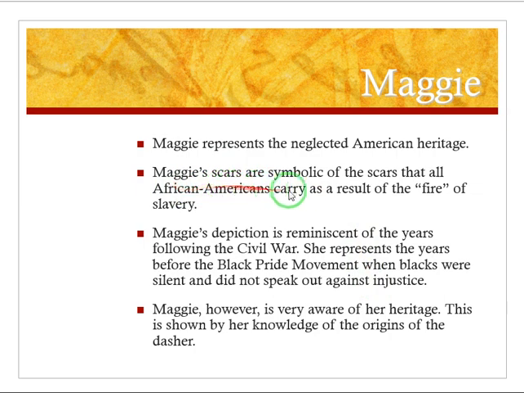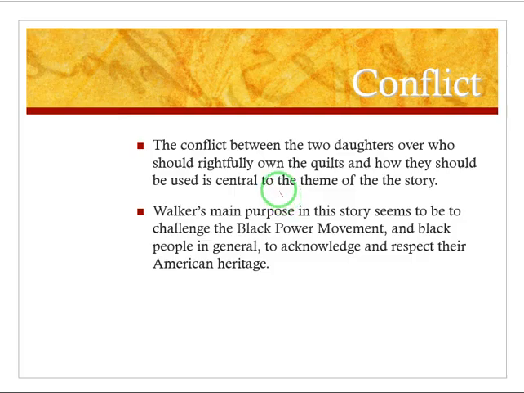While Maggie, on the other side, represents the African people before the Civil War. They were silent, they didn't ask for the rights, and they didn't even speak out against injustice. The conflict between the two daughters over who should rightfully own the quilts and how they should be used is central to the theme of the story because the quilts, as we said, represent the heritage.